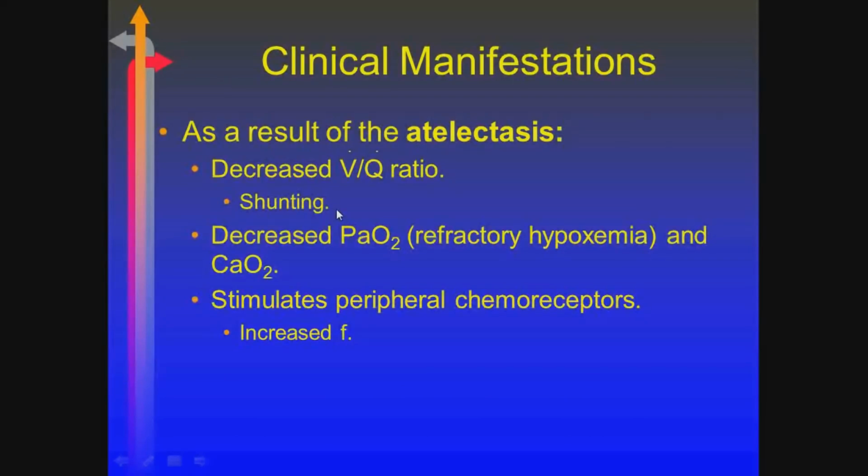So you end up having massive atelectasis, which will lead to shunting, and you end up having hypoxemia secondary to that. That hypoxemia and perhaps a subsequent hypercarbia that develops is going to stimulate those peripheral chemoreceptors, aortic bodies, carotid bodies, to stimulate the patient to ventilate faster.